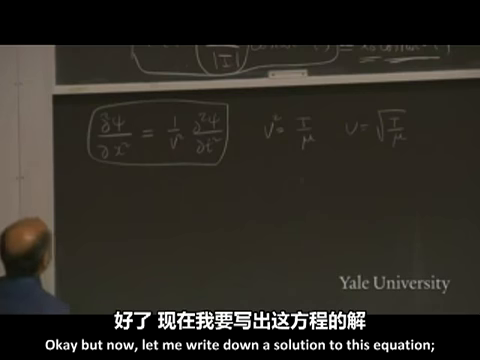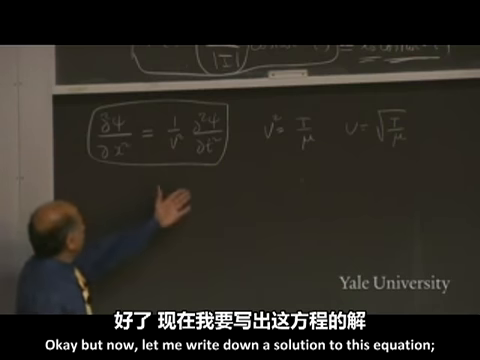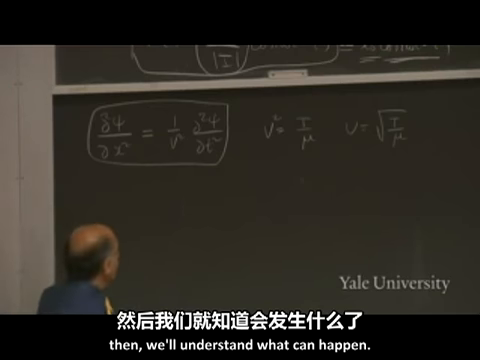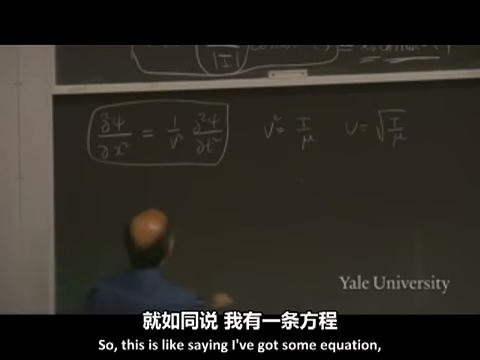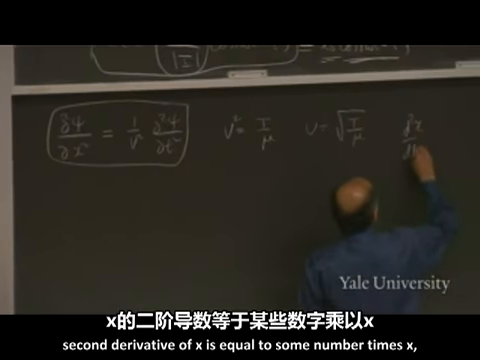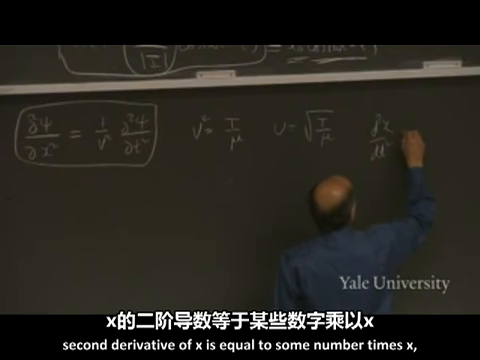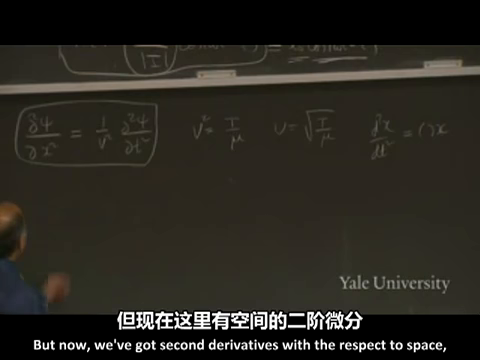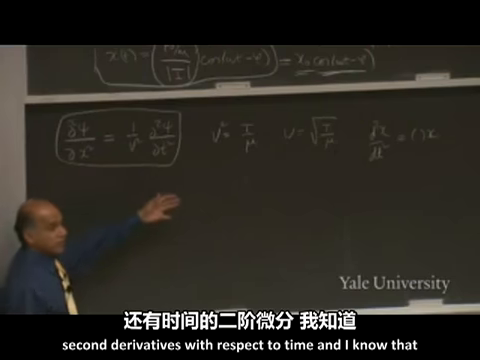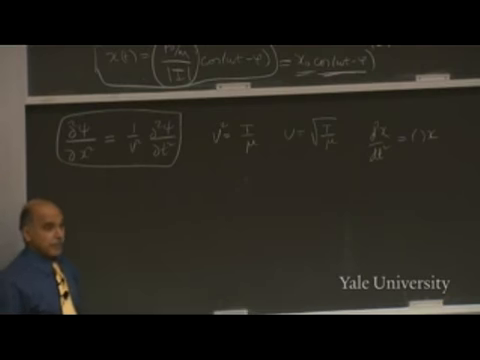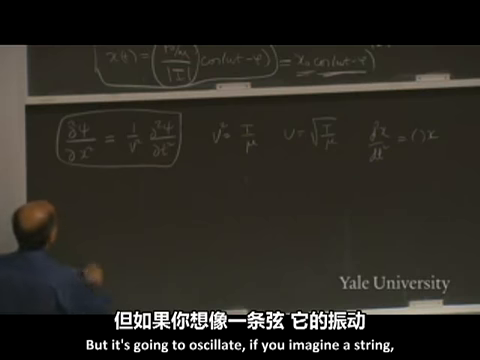Okay, but now let me write down a solution to this equation. Then we will understand what can happen. So this is like saying I got some equation, second derivative of x is equal to some number times x. And we said the answer is cos omega t and sin omega t. But now I've got a second derivative with respect to space, a second derivative with respect to time, and I know that this guy is going to oscillate up and down. But it's going to oscillate.